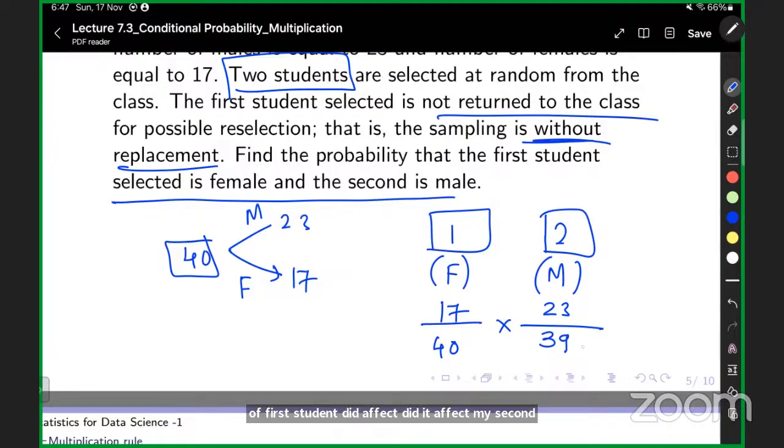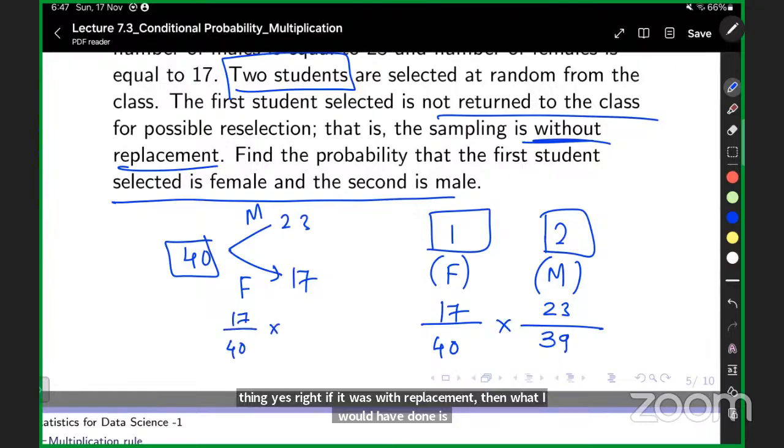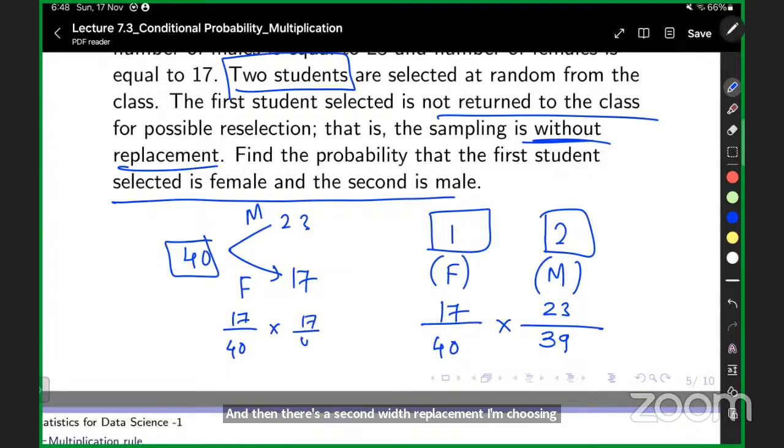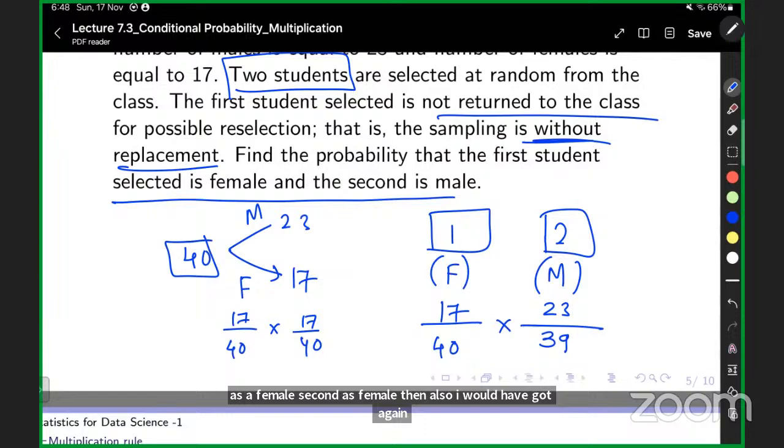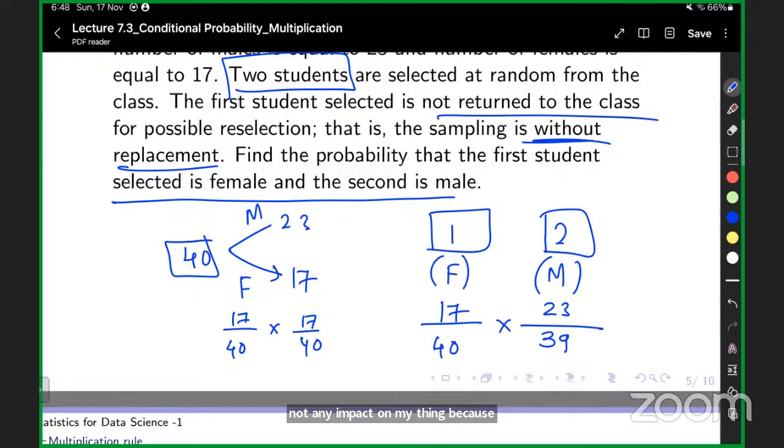So did the selection of the first student affect my second selection? Yes. If it was with replacement, then let's say the first student was chosen as female, and then the second student selected as male out of 40, nothing would have changed. Even if the second was also female, I would again have got 40. It would not have any impact because it is with replacement, which we generally don't do. In questions like selecting someone, students, humans, we always do without replacement. So this is how you can do it.